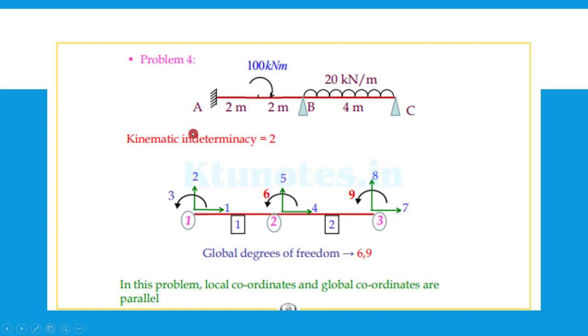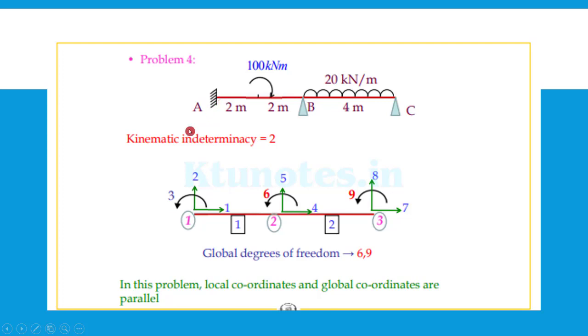For this beam, the kinematic indeterminacy is equal to 2. We have two unknowns to solve. That is, two rotations are possible at point B and point C, which is the kinematic indeterminacy. So these will be the global coordinates 1, 2, 3, 4, 5, 6, 7, 8, 9 for A, B, and C. And in this one, the kinematic degrees of freedom will be 6 and 9. All other displacements will be 0. Even for the left one, the 3 will be 0 as it is a fixed end moment.